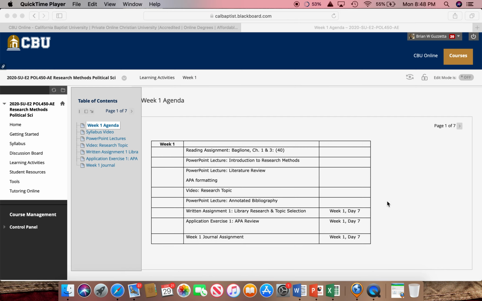So here we are looking at Blackboard from my view, and we have our week 1 agenda. And as you can see, we have some reading out of our text, chapters 1 and 3. There are some PowerPoints: an introduction to research methods, and one on the literature review. A little bit on APA formatting. There's a video on how to research topics. There's a PowerPoint lecture on annotated bibliography and what that's made up of. Then we have 3 assignments this week, 3 deliverables: a written assignment number 1, an application exercise number 1, and our week 1 journal. And I'll go through each one of those in detail.